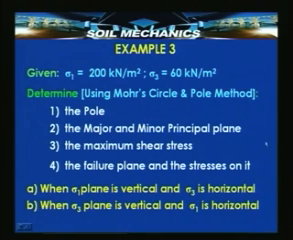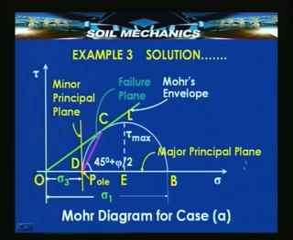The next example is one in which sigma 1 and sigma 3 are now known. So, instead of a state of general stresses, this is a state of specific known stresses. Again, using the Mohr circle and the pole method, determine first the pole, then the major and minor principal planes, the maximum shear stress and the failure plane and the stresses on the failure plane. Under two conditions: one, when sigma 1 plane, that is the major principal plane, is vertical and the minor principal plane is horizontal, and case B, when the major principal plane is horizontal. The solution is very simple.